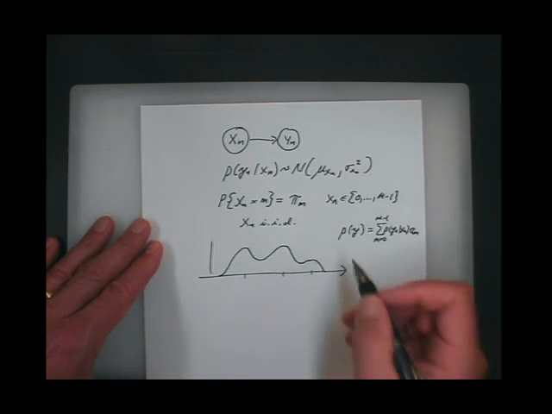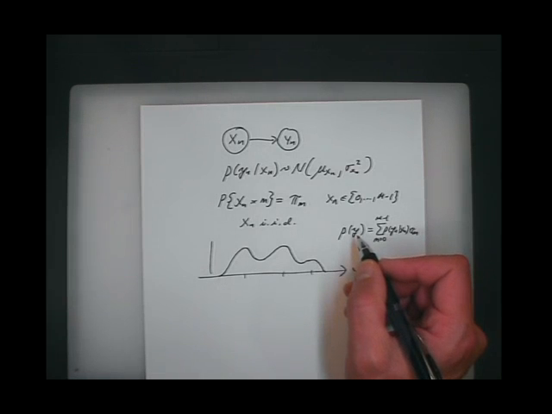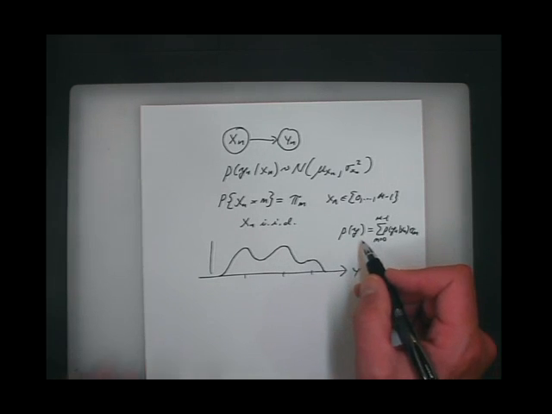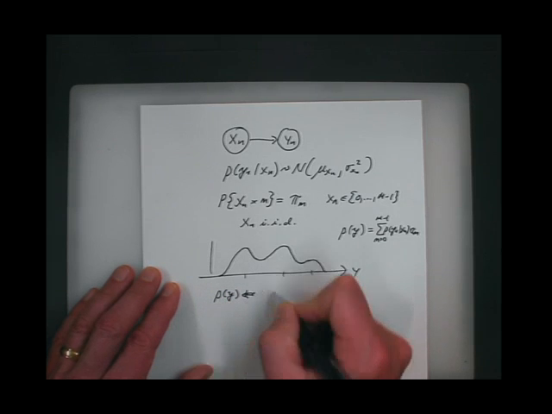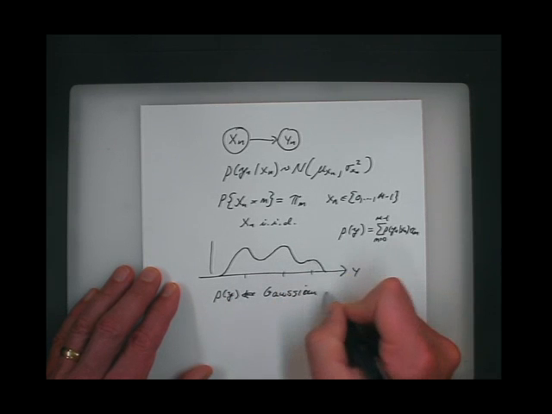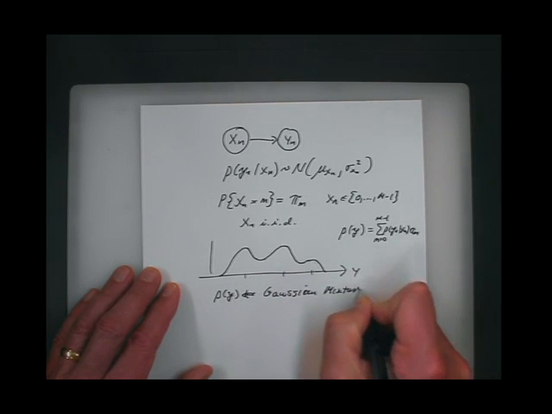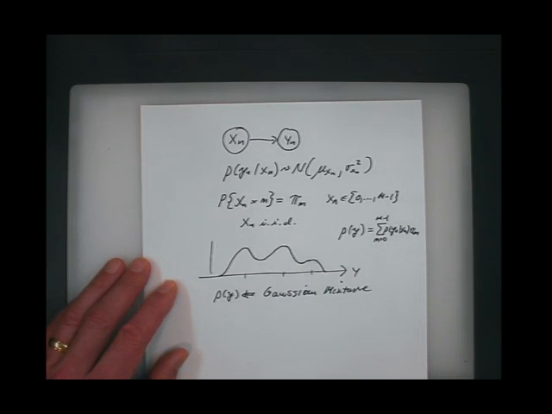So this is called a Gaussian mixture. So P of y, this is called a Gaussian mixture, right?